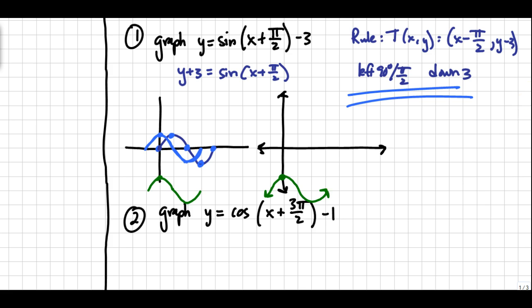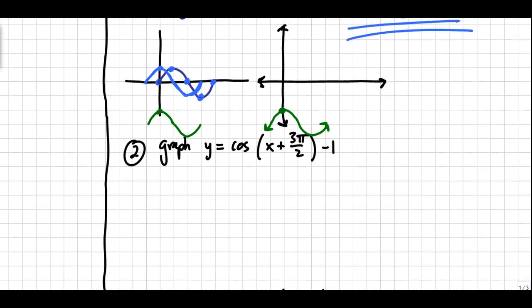Let's try another question for number 2 here. In the equation, the x is being added to 3 pi over 2. Again, that would be 270 in degrees. So if I write the rule for this, this is a translation rule. I know that in the translation rule, I would do the opposite of what I see here. So that's going to be x minus 3 pi over 2. So what that means is I'm moving to the left, because it's a negative number in the rule, 3 pi over 2, which is the same as 270 degrees.